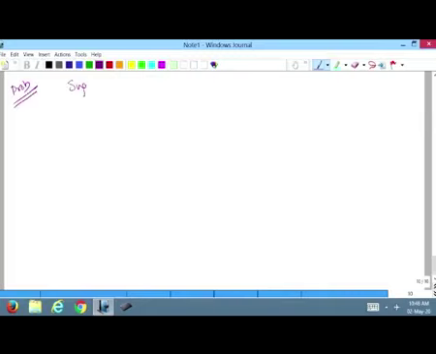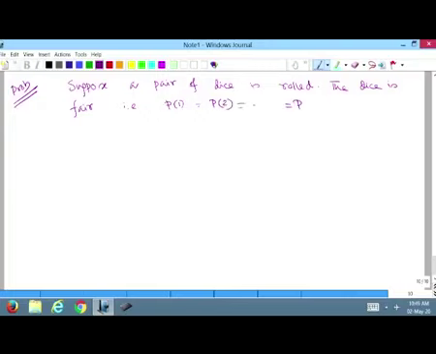Suppose a pair of dice is rolled. The dice is fair, that is probability of 1 is equal to probability of 2 is equal to probability of 6 is equal to 1 by 6.